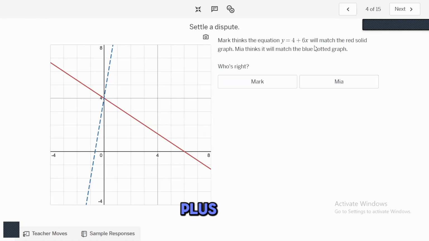Okay? Plus 6x will match the red solid graph. Mia thinks it'll match the blue one. So you get to choose. Now, when you put your choice in Desmos, in your book, write why one is right over the other. Now, I just taught you something about slope, so that should give you your clue.